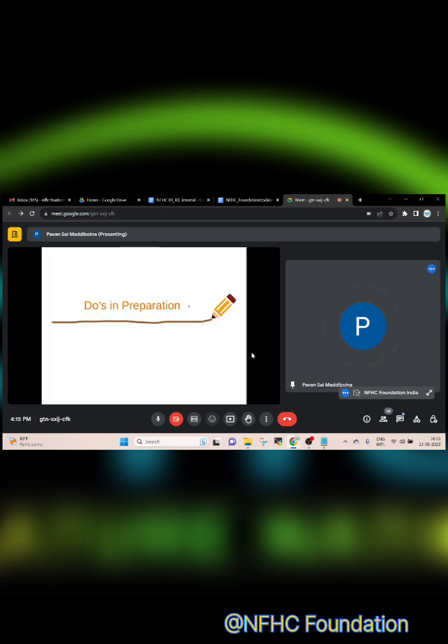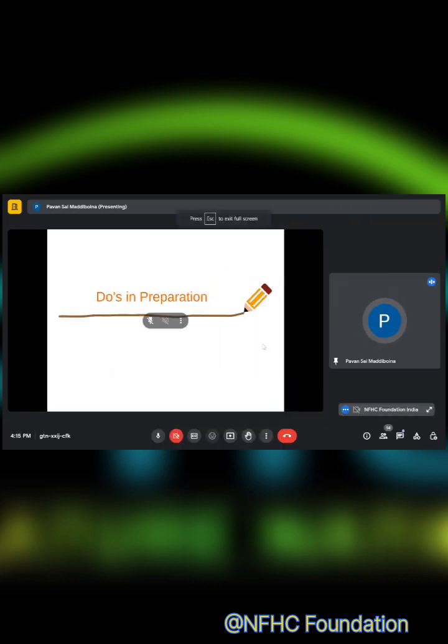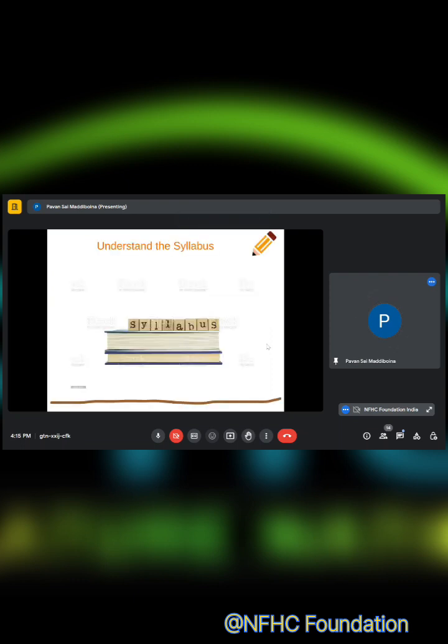Fine. So, firstly, I'll introduce the do's during preparation that you have to follow. The first one is to understand the syllabus well. Before you start reading, you should understand that the JEE Mains or Advanced syllabus is not a small thing. It is a vast syllabus. So first understand the syllabus well, so that you can know what to study and what not to study, and efficiently utilize your time. This is the first and most important thing when you are starting preparation.